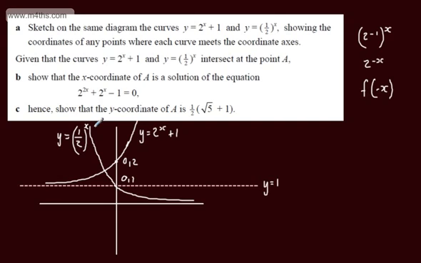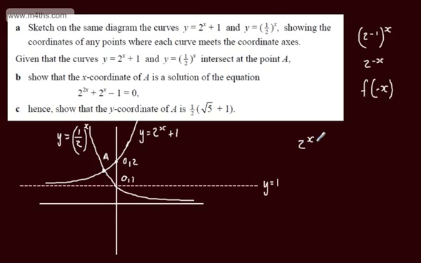It now says given that the curves y equals 2 to the x plus 1 and y equals 1/2 to the x intersect at the point A, in part B we need to show that the x coordinate of A is a solution of the equation 2 to the 2x plus 2 to the x minus 1 is equal to 0. This is this point right here, and that's now the point A. So if y is equal to 2 to the x plus 1 and y is equal to 1/2 to the x, they will be equal.